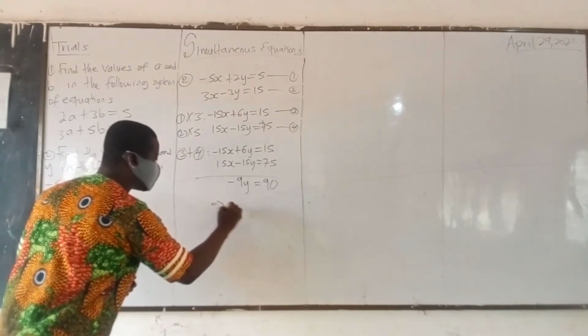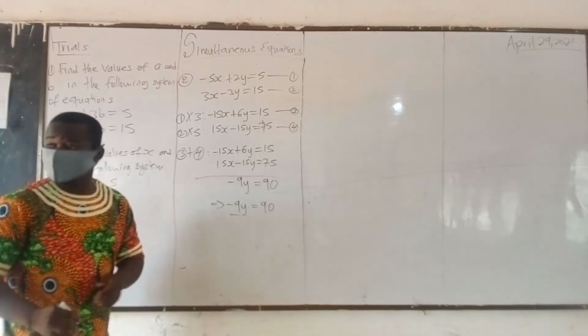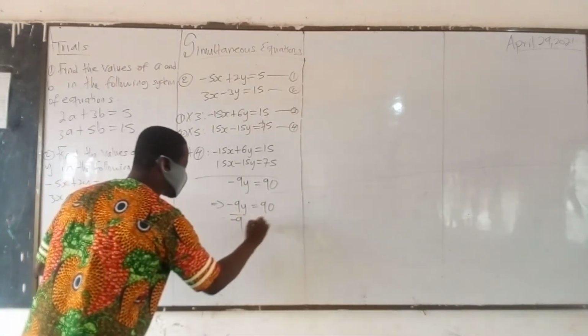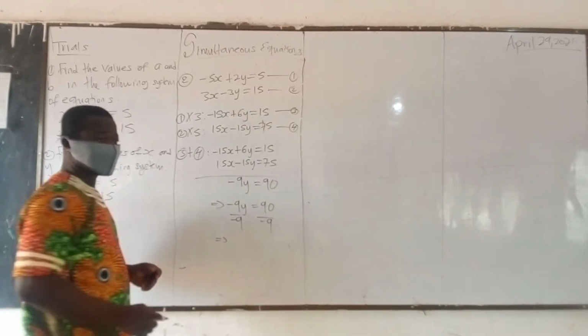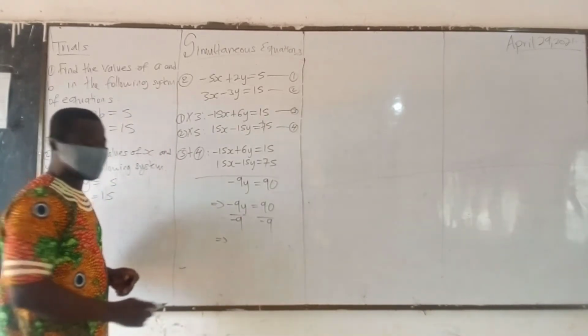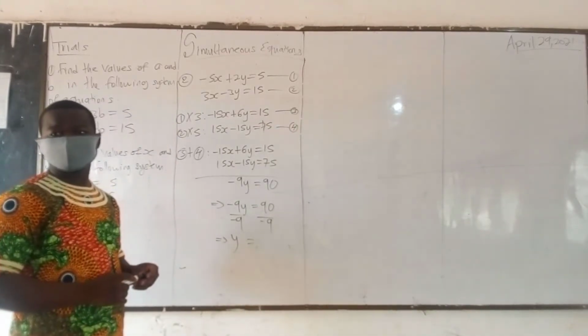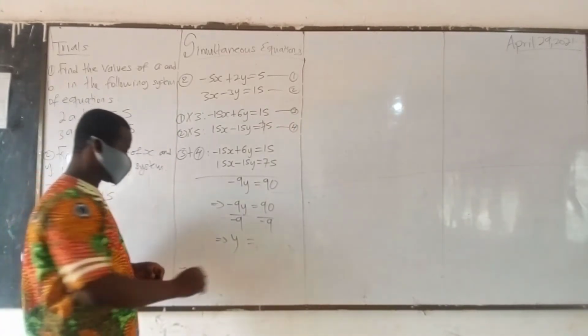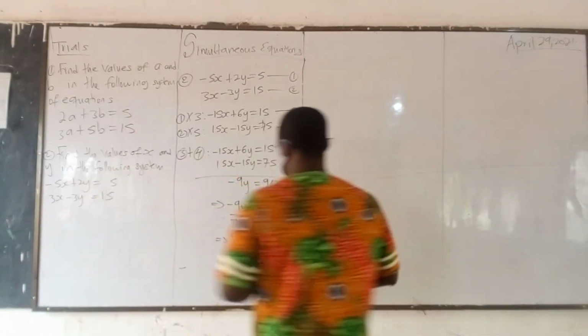Now what do we do? Divide both sides by negative 9. So literally, negative y divided by negative y leaves the y there alone. And 90 divided by negative 9 gives us negative 10. We have gotten y. You see that?